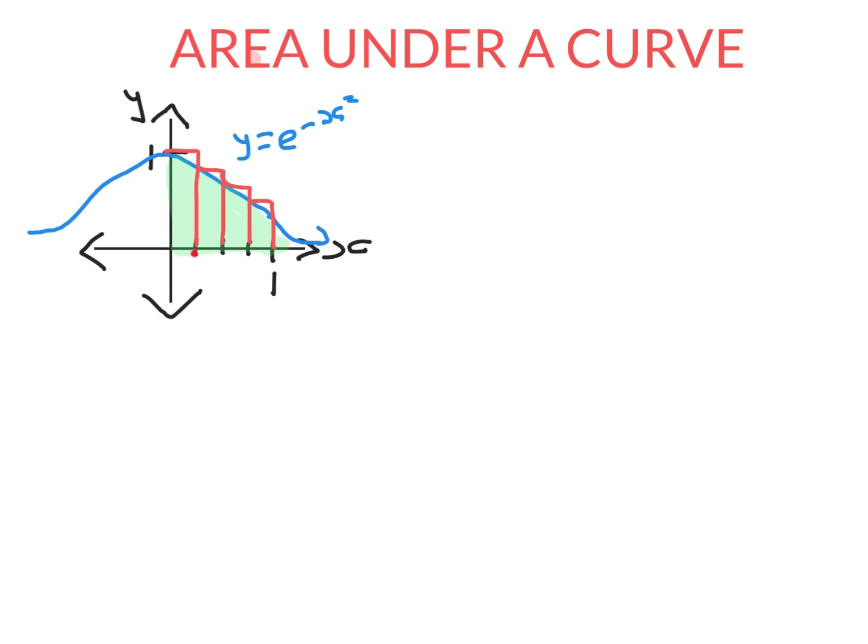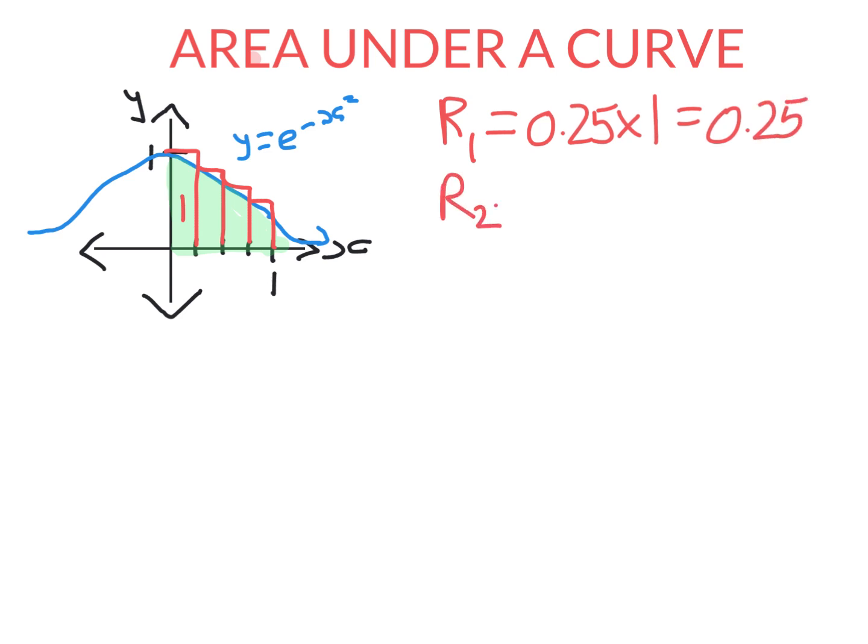So the distance here is 1, and there are 4 rectangles, so the width of each of these is going to be 1 over 4 or 0.25. So this first rectangle, I'm going to call it rectangle 1, it's going to be 0.25 in width, and its height is 1. So it's just 0.25 square units. Now what about the second rectangle? Well, again, its width is 0.25, and its height is whatever the function is at this point. So that'll be e to the minus 0.25 squared.